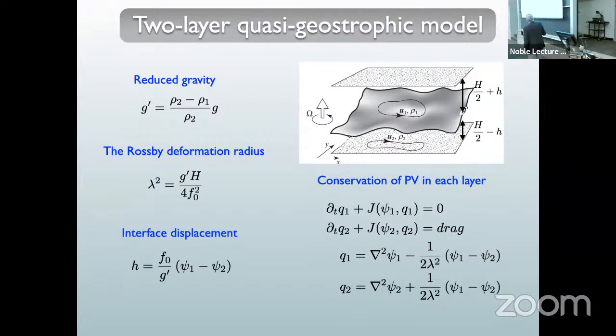It turns out that this stretching term is crucial here, right? Because if I didn't have any stretching term, if I didn't allow that interface to move, the two layers would move independently of each other, because this equation wouldn't depend in any way on the lower layer and vice versa. It's the stretching term that allows momentum to be exchanged between the two layers.